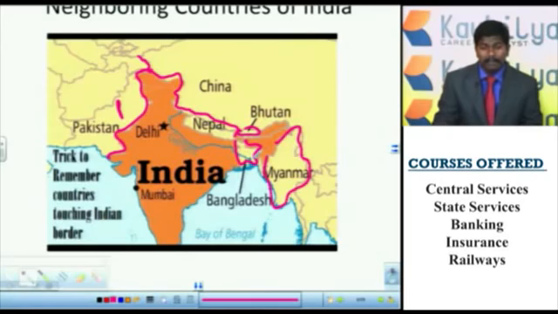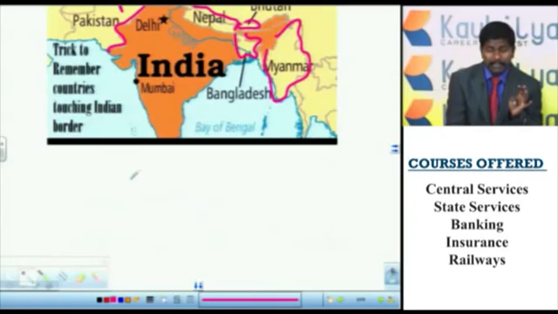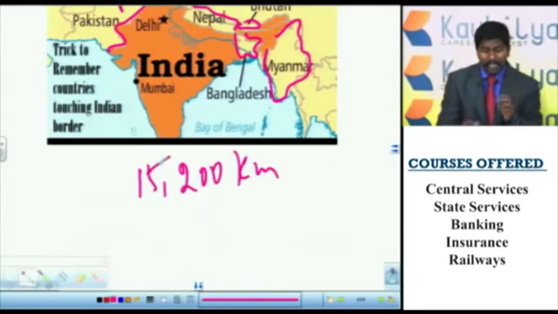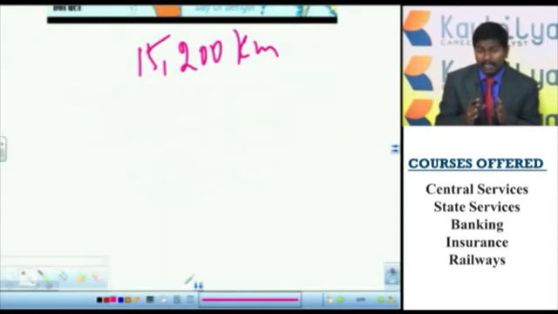So today India is bordered by 7 neighboring countries. That means India is sharing around 15,200 kilometers of land frontier with its neighboring countries, and these neighboring countries are arranged according to the length of the border between India and its neighboring countries.